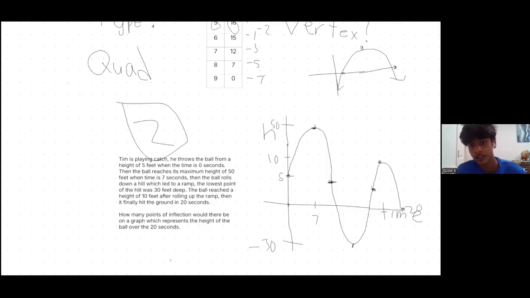And just another thing you can notice is like (7, 50). This is one vertex, V for vertex. And then here we don't know the time, but -30, that's another vertex. And that's going to be it for the video.